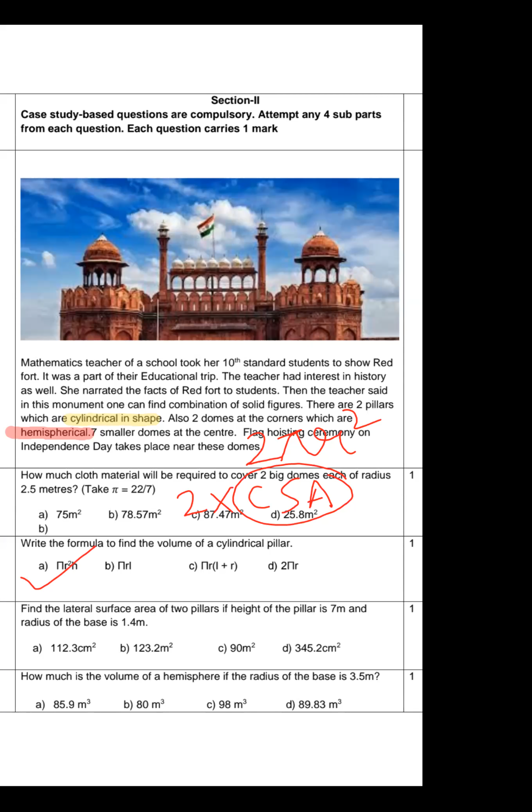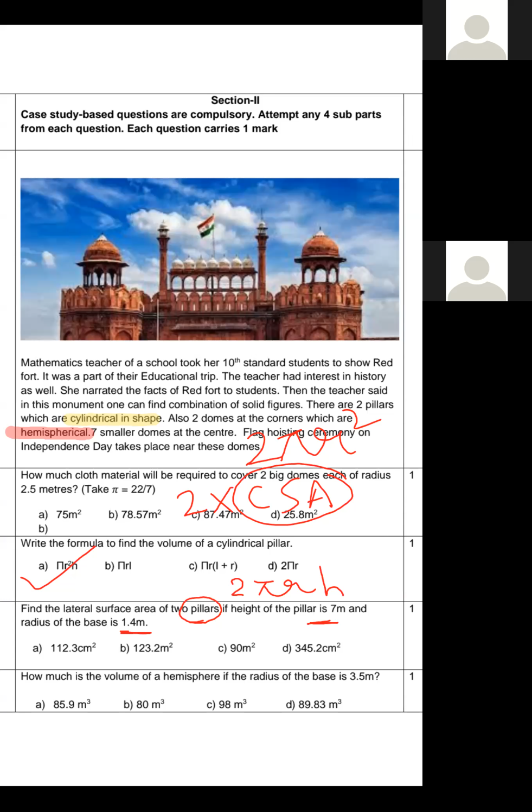The next one. Find the lateral surface area of two pillars. Pillars means which shape? Cylinder. And what is the curved surface area of a cylinder? 2 pi r h. Height is 7 meter and radius is this. Can we do that easily? Yes, ma'am. It will be done.